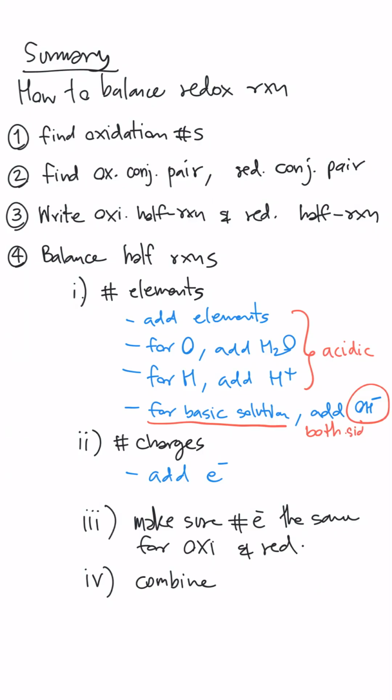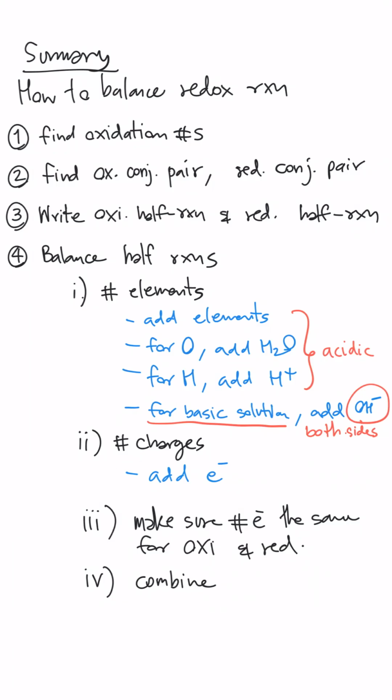Once the number of elements is equal, you then look at the summation of the charge on both sides of the equation as well. If the charges are not the same, this is when you will need to add electrons.